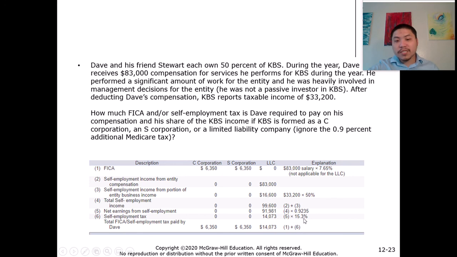The reason it is 15.3% is because the self-employment business owners have to pay both the employer portion and the employee portion, right? That's why it's 15.3%. Otherwise, if they only had to pay half, like in this case, they'd only have to pay the employee portion. That's why it's only 7.65%, right? But in here, since it is both employer portion and employee portion, that's why it's 15.3%, right? So that gives us $14,073 of FICA taxes. Right?